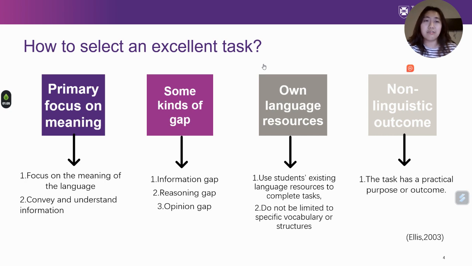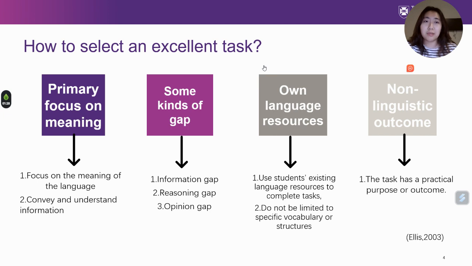I have benefited from Ellis's research. He suggests 4 criteria to consider when designing a task. Firstly, primary focus on meaning. It means that the task should focus on the meaning of the language rather than structure or form. Students are encouraged to care more about understanding information than grammatical accuracy in their communication.